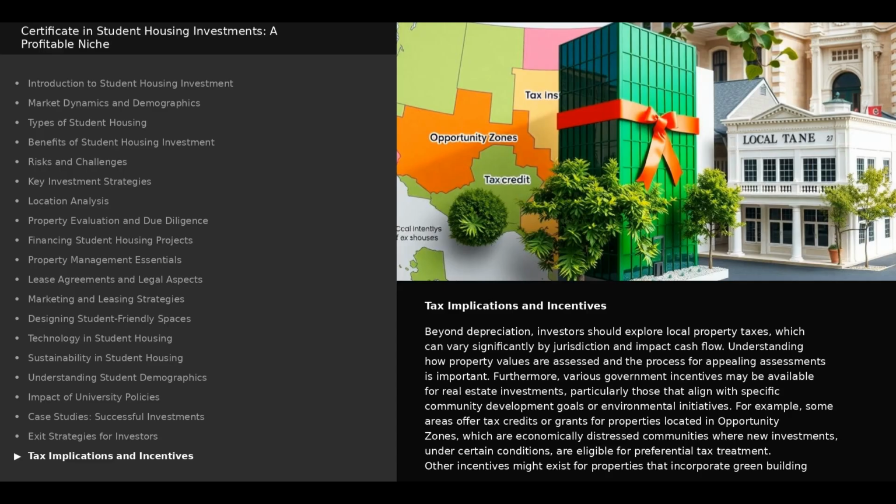Furthermore, various government incentives may be available for real estate investments, particularly those that align with specific community development goals or environmental initiatives. For example, some areas offer tax credits or grants for properties located in opportunity zones, which are economically distressed communities where new investments, under certain conditions, are eligible for preferential tax treatment. Other incentives might exist for properties that incorporate green building practices or provide affordable housing options. Researching and leveraging these incentives can significantly enhance the overall return on investment for student housing projects.